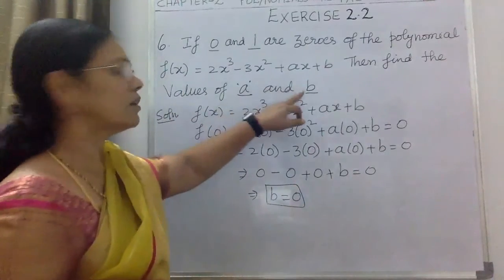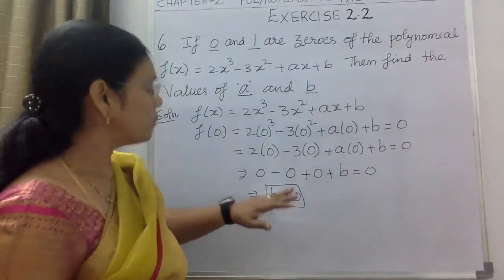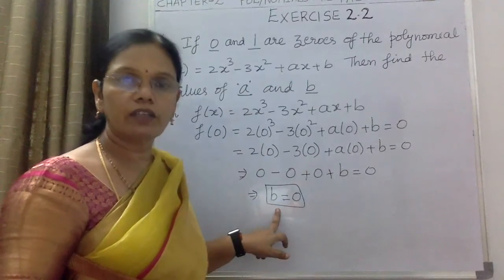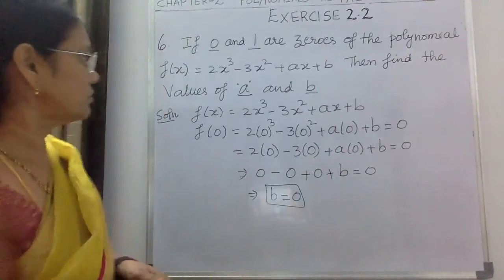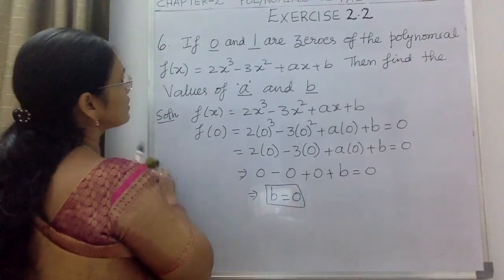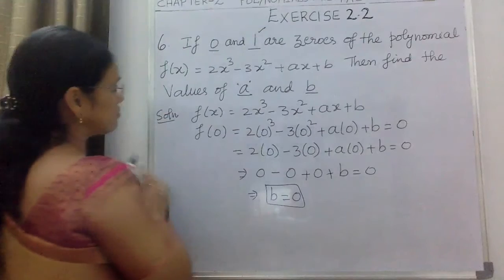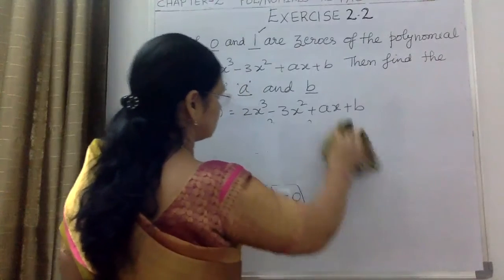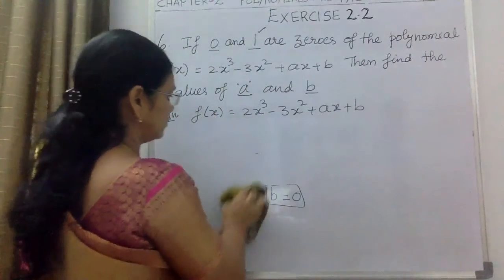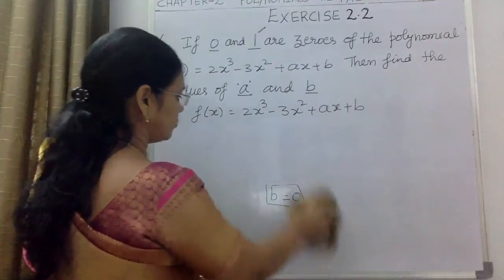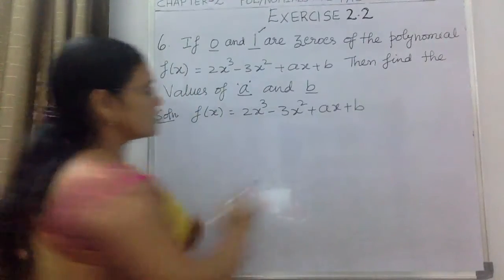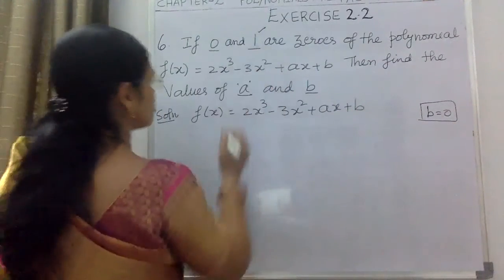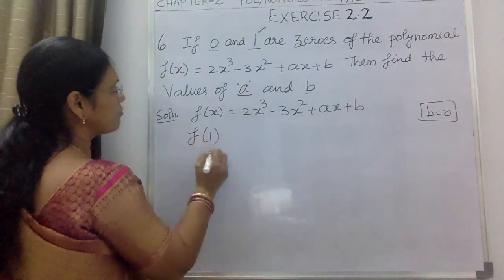So out of a and b, first we got the value of b. By substituting 1 and also the value of b, we are going to get the value of a. Okay. Now the other zero is 1. Let us substitute this 1. So we got b as 0.